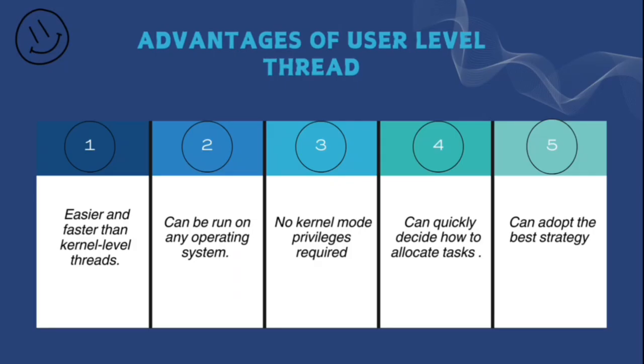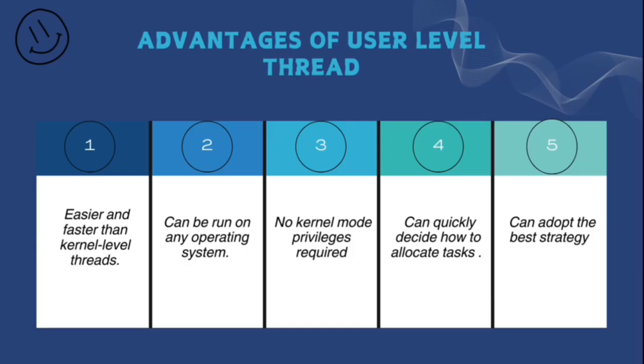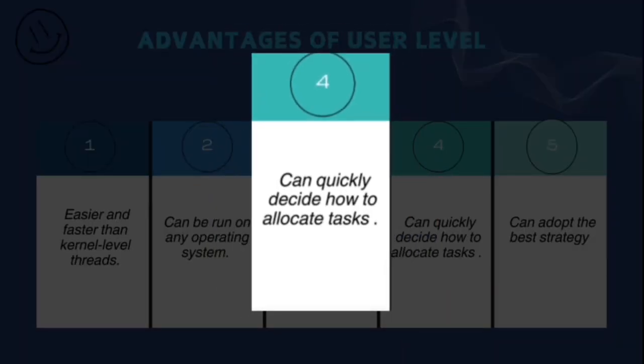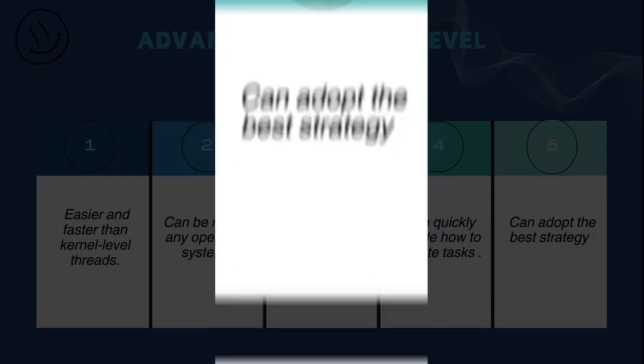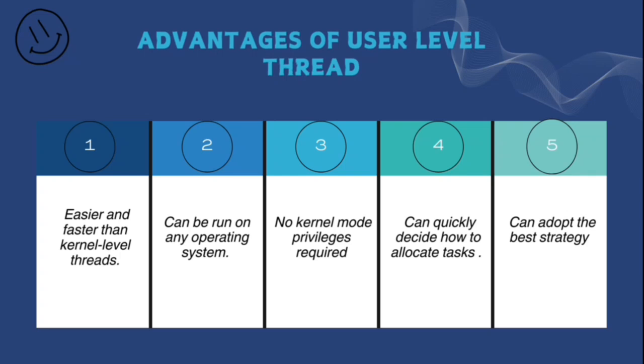The second one is user-level threads can be run on any operating system. There is no kernel mode privilege required for thread switching in user-level threads. The team can quickly decide how to allocate tasks without waiting for approval from higher management. And the last one is it can adopt the best strategy that suits their specific needs without one-size-fits-all rules.